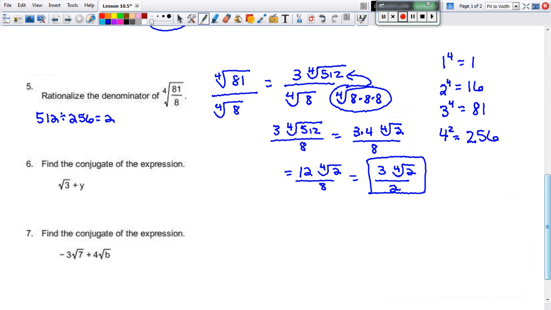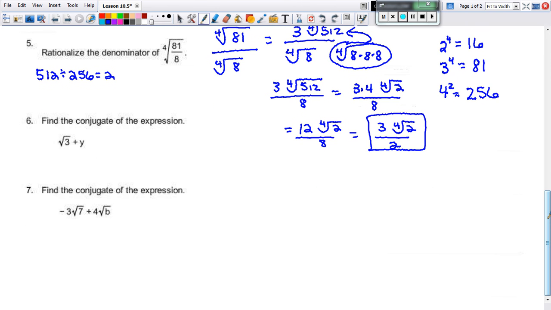So you've got to be careful with simplifying them. Make sure that everything that you do is simplified all the way down. Now number 6 is much easier because conjugate means change the second sign.